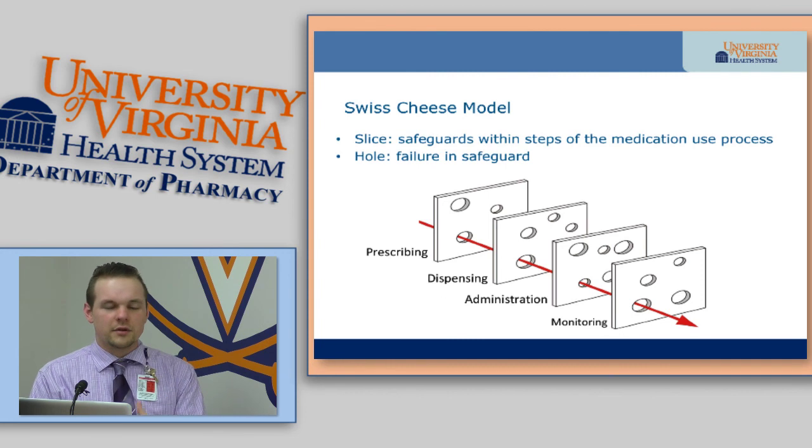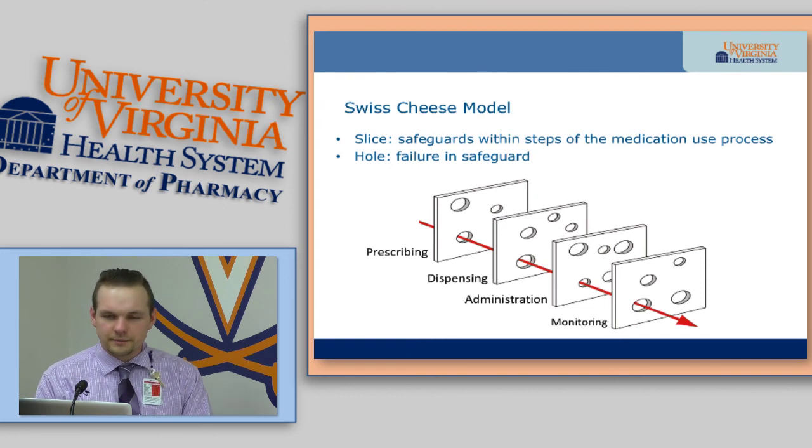And as we further this topic and begin to talk about individual pieces of technology, you'll see that each piece is also intended to be a slice, as in each piece is supposed to be a safeguard that helps prevent and catch medication errors. However, each slice has holes. These are failures in the safeguard, whether this is a nurse administering the drug via a wrong route or the pharmacy dispensing the wrong strength of a drug due to errors in the system. The theme of this lecture is going to be making many slices and minimizing the holes as much as possible.